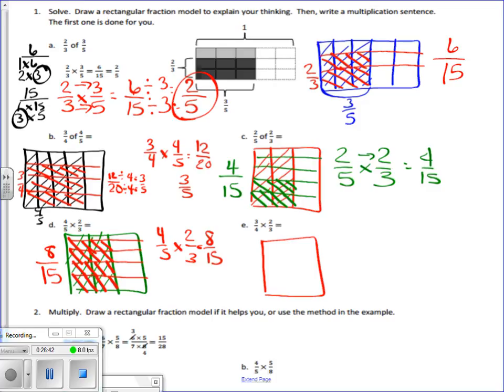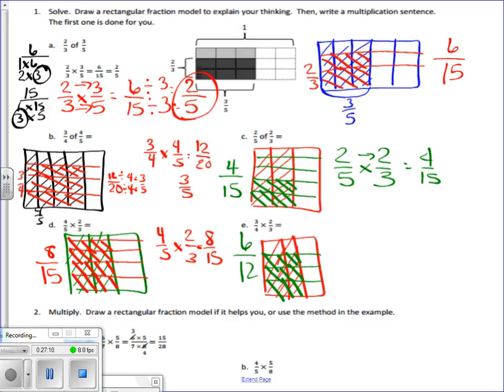2/3. 3/4. There's 4 of them. Color in 3. 1, 2, 3, 4, 5, 6, 7, 8, 9, 10, 11, 12. 1, 2, 3, 4, 5, 6. 6/12.